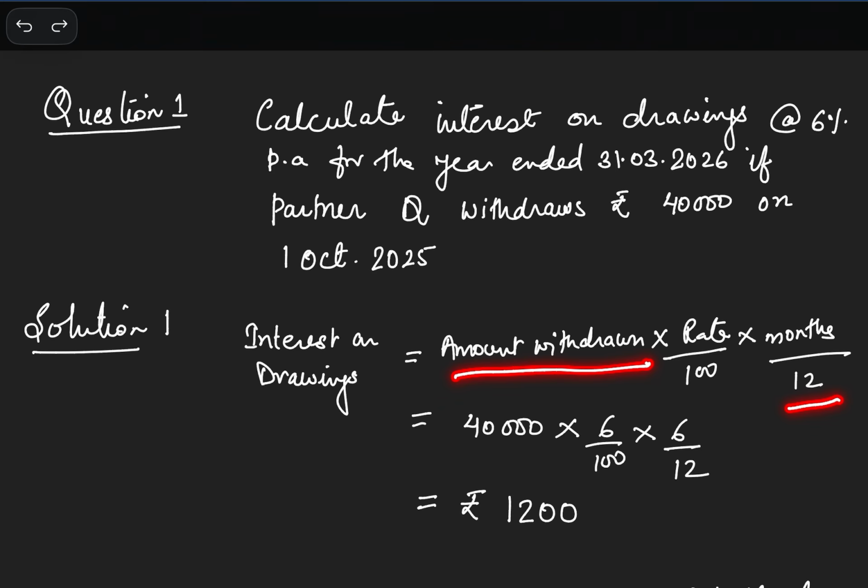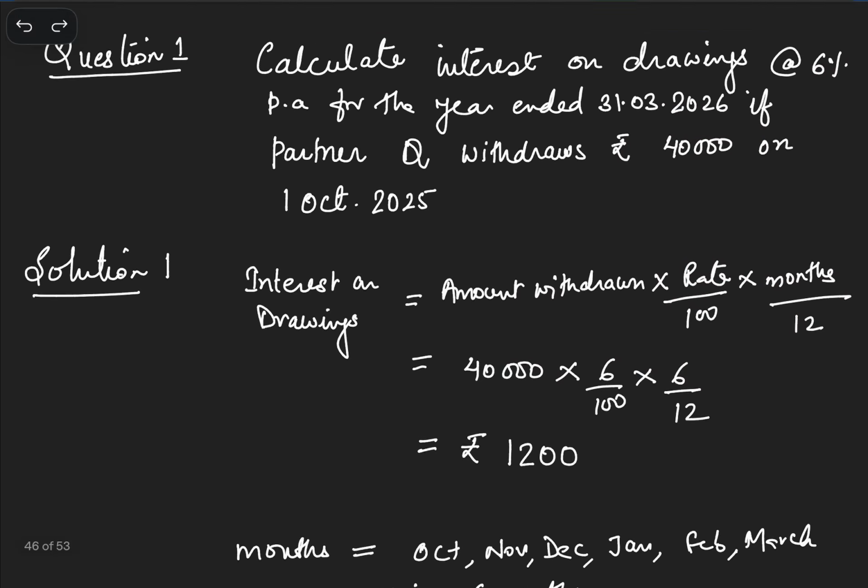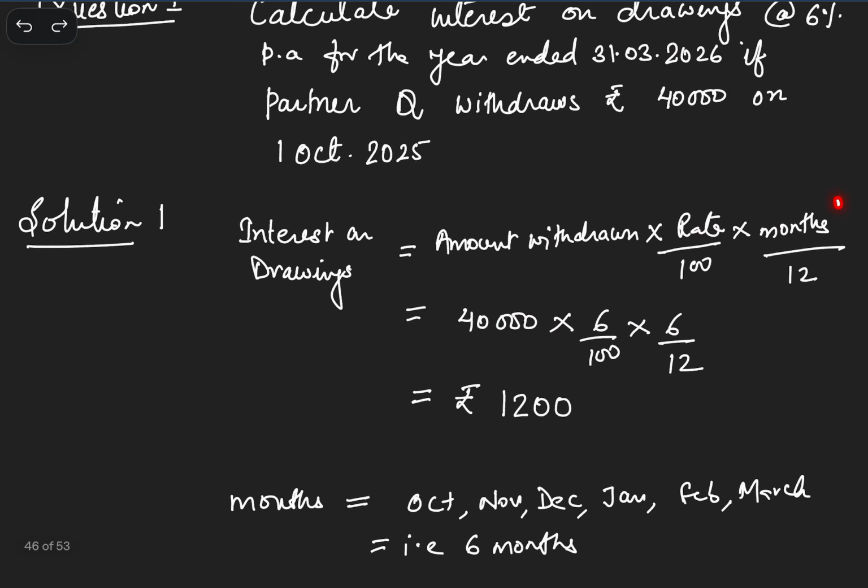Amount withdrawn is very clearly given, that is rupees 40,000. So we are putting in the value 40,000, and here the rate is 6% per annum. So we are writing 6%. Then how many months? We are writing 6 upon 12. To understand it better, let's see how we have calculated the months.